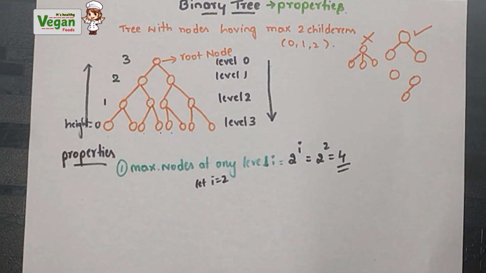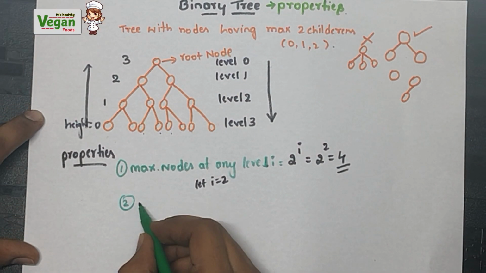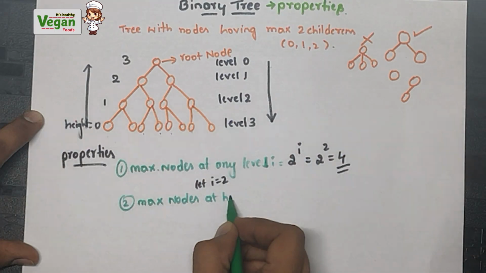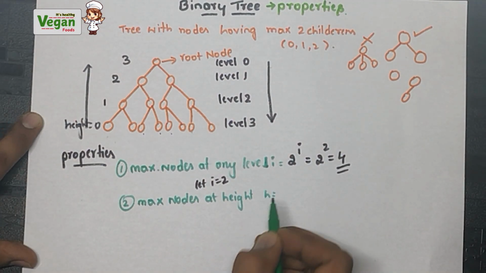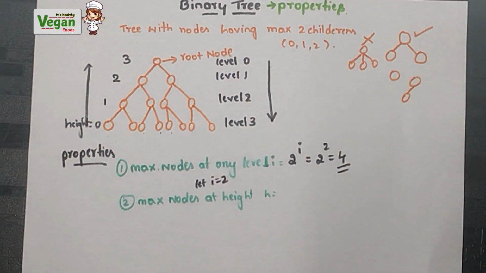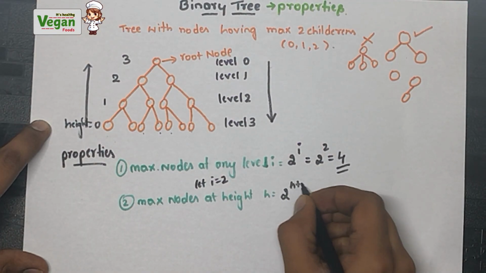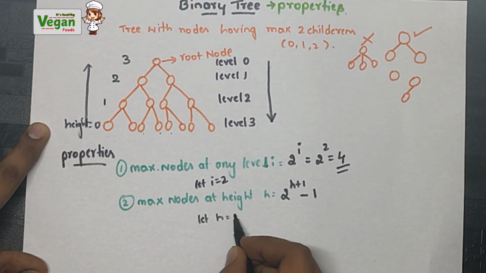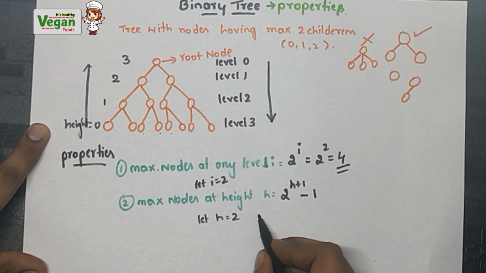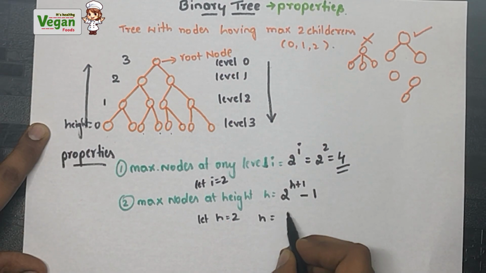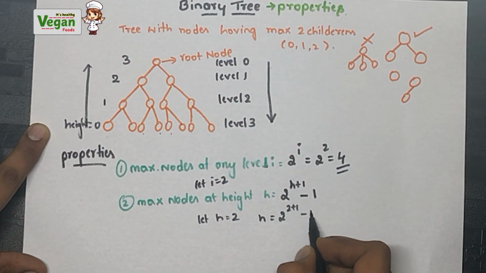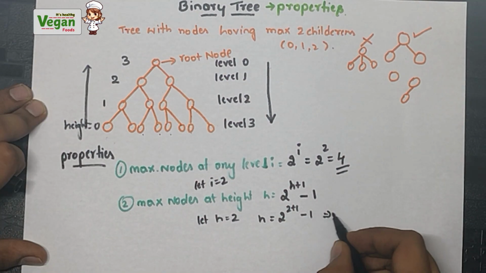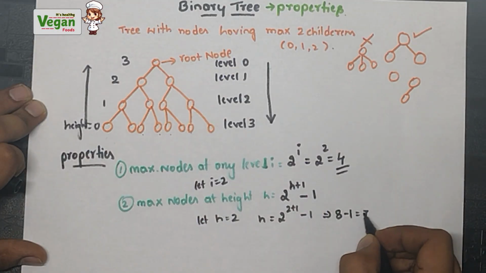Next, the second property is the maximum nodes at height h. At height h, what will be the maximum number of nodes? Its formula is 2 power (h plus 1) minus 1. Let h be equal to 2. Therefore 2 power (2 plus 1) minus 1. 2 plus 1 is 3. 2 power 3 is 8. Therefore 8 minus 1 is equal to 7.